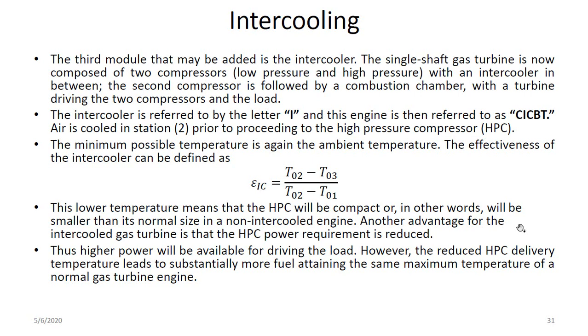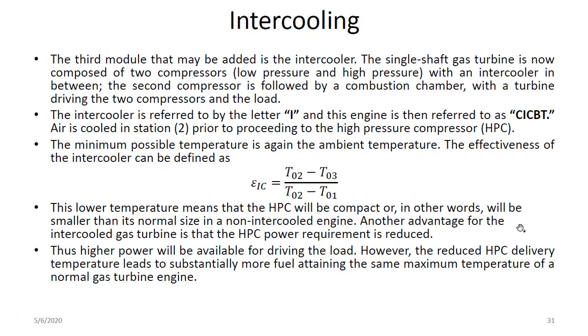And the minimum possible temperature is again the ambient temperature, and the effectiveness of an intercooler can be defined by this ratio: T02 minus T03 divided by T02 minus T01. So this lower temperature means that the high pressure compressor will be compact. In other words, it will be smaller than its normal size in a non-intercooled engine. Another advantage for the intercooled gas turbine is that the high pressure compressor power requirement is reduced.